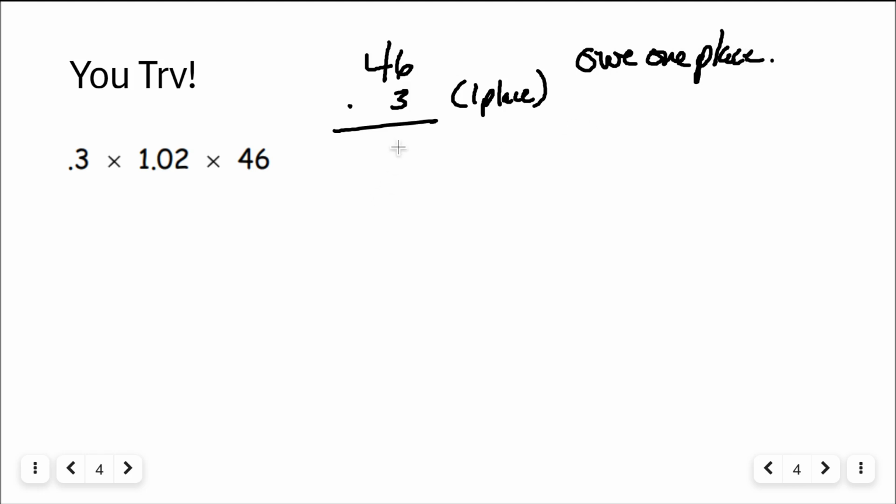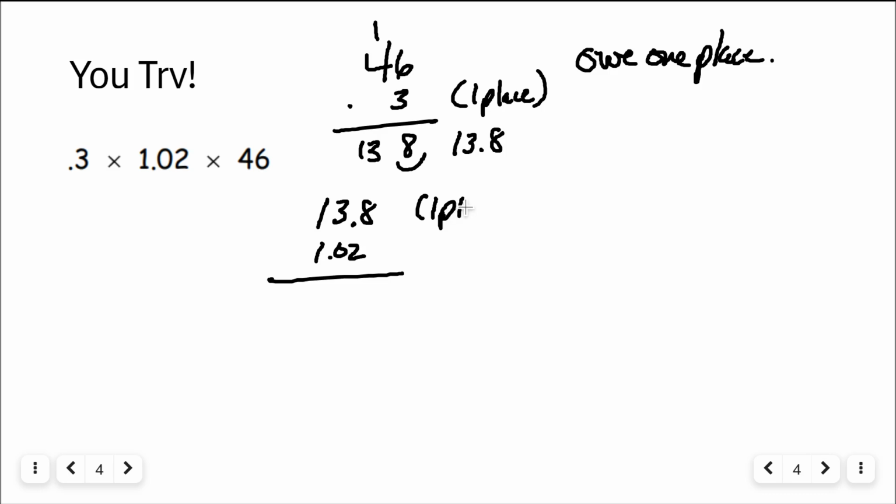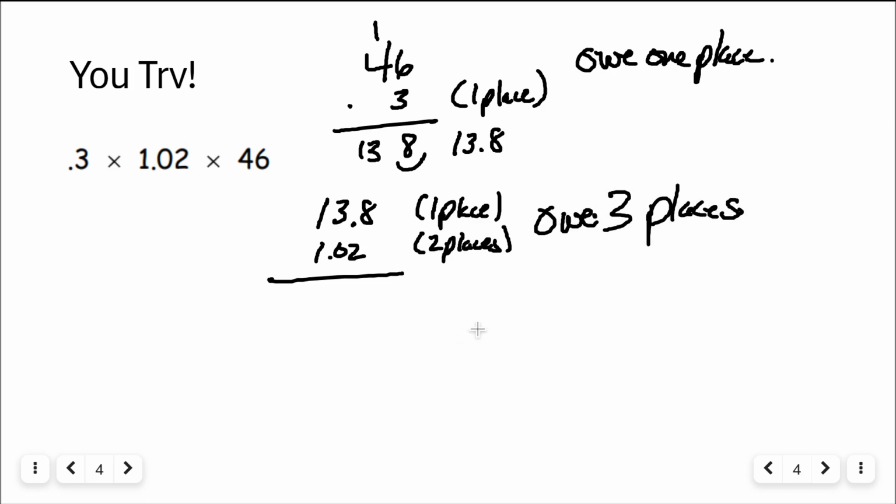to my decimal. 6 times 3 is 18. 1 to carry. 4 times 3 is 12, and 1 more is 13. So I owe 1 place. So that number is 13.8. So now I got to do 13.8 times 1.02. So there's 1 decimal place there, and there's 2 places there. So I'm going to owe 3 places in total to the decimal when I'm done.